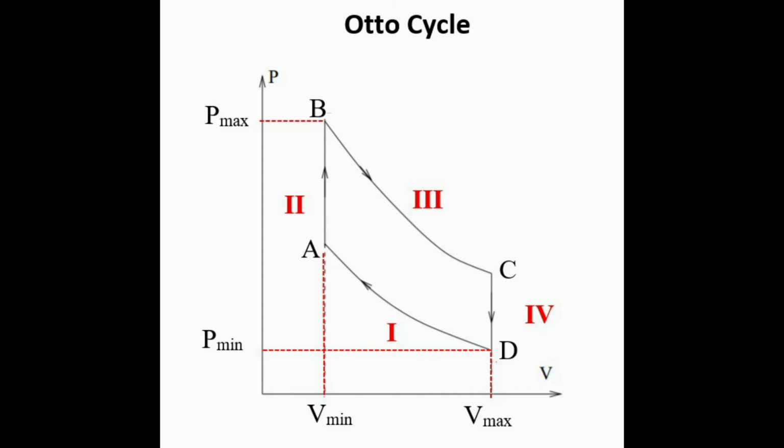The next process is adiabatic. The pressure varies as P equal K3 divided by V to the power gamma. K3 can be calculated with reference to point B: K3 equal Pmax times Vmax to the power gamma.